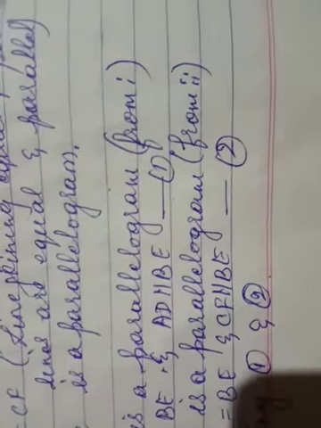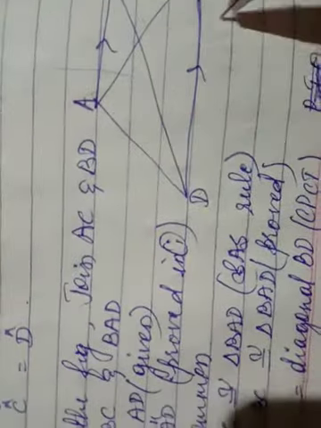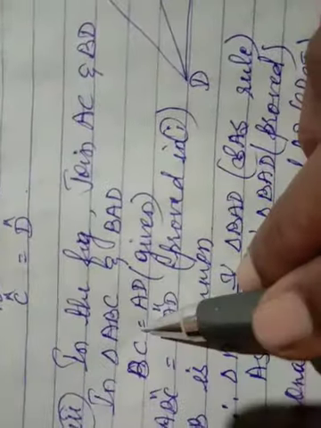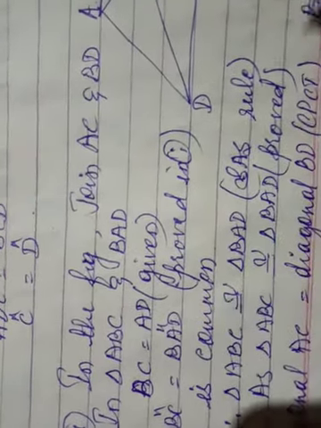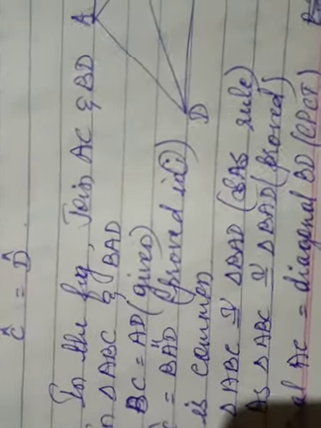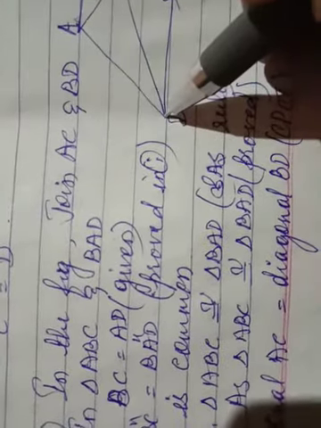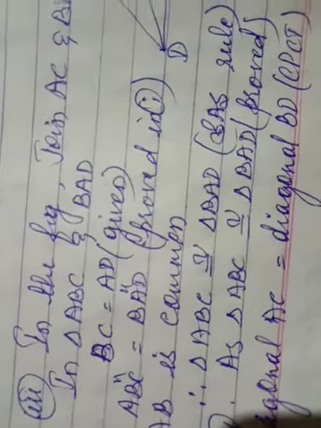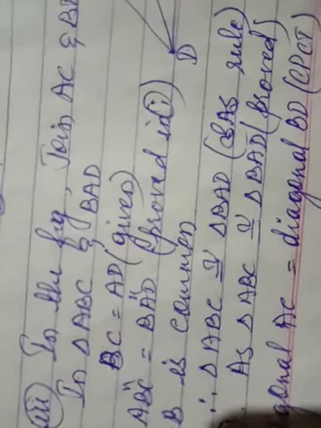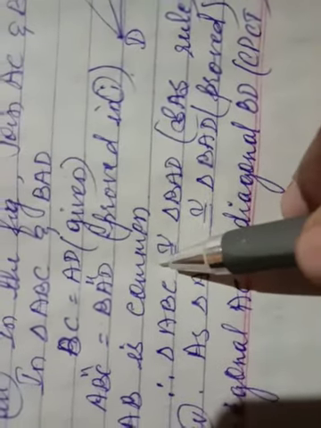Trapezium, and we have drawn diagonals. Now in triangles ABC and BAD, BC is equal to AD. It is given. Angle ABC is equal to angle BAD. This and this are equal, proved in 1. Now, AB is common for both.